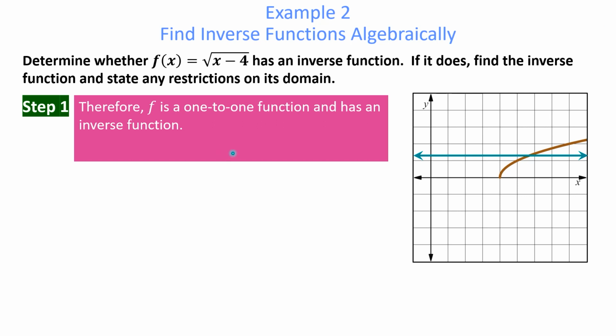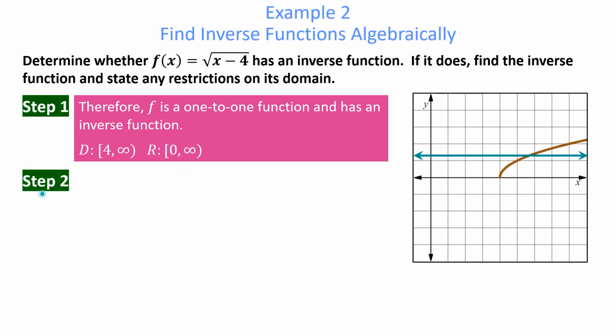Now, looking at the domain and the range, let's look at the x values first. You can see it begins at x equals 4, and it increases unbounded towards positive infinity. So we can write this interval down for the domain. And for the range, it starts off at y equals 0 here, and again that increases unbounded towards positive infinity. So we write this interval for the range.